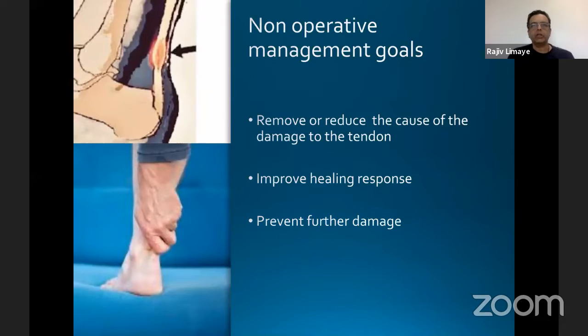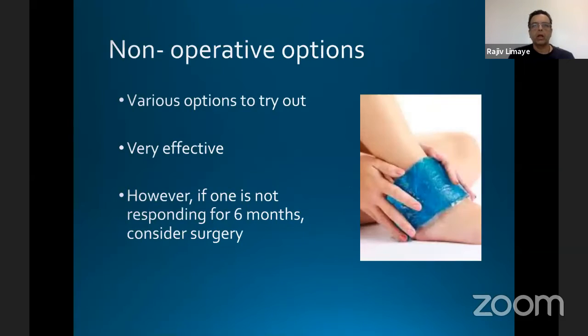So how can we manage them? We can manage them non-operatively initially, of course, and then go on to surgery. So what are the goals of management? They must be to either reduce or remove the cause of damage, improve healing response, and prevent further damage. There are various options to try out. Let's go through some of them very carefully now. They're very effective. However, the general rule of thumb is if somebody is not responding to non-operative management, revert to surgery, or at least consider surgery and have a chat with the patient.